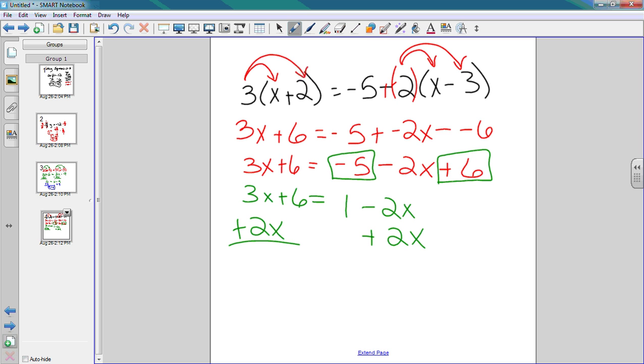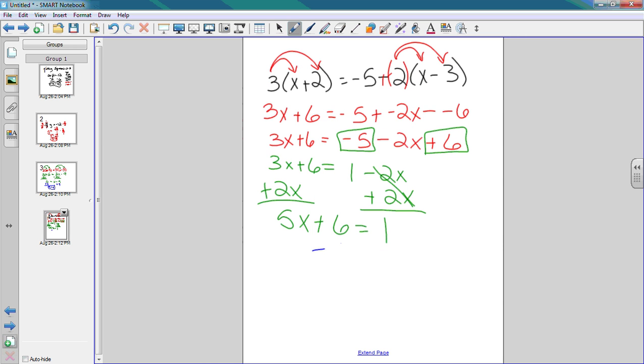Negative 2x plus 2x just cancels. 3x plus 2x is 5x. Now what? Subtract 6. Yep, subtract 6. So I got 5x equals negative 5. Divide by 5. x equals negative 1.